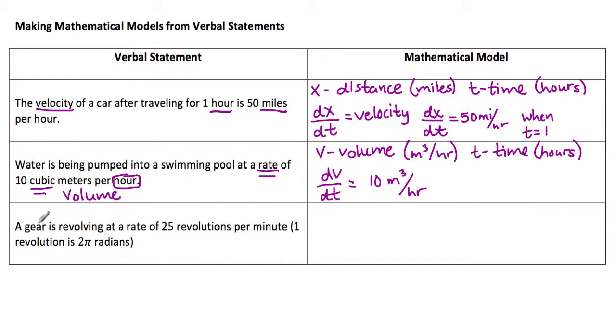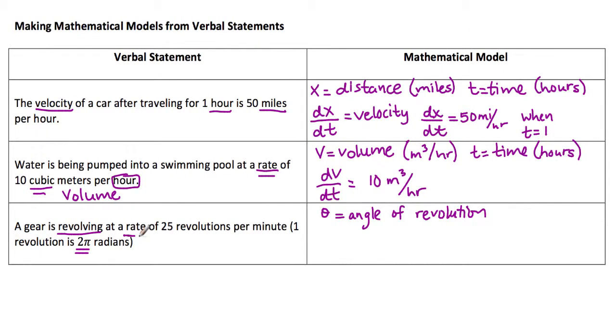All right, in this last one, it says a gear is revolving at a rate of 25 revolutions per minute. A revolution is 2 pi radians. So if we first want to assign some variables here, we could go ahead and call theta our angle of revolution. And so to translate this statement, if the gear is revolving at a rate of 25 revolutions per minute, it's the rate at which the angle of revolution is changing with respect to time. So that would be the rate that the angle changes, d theta, with respect to time, dt.